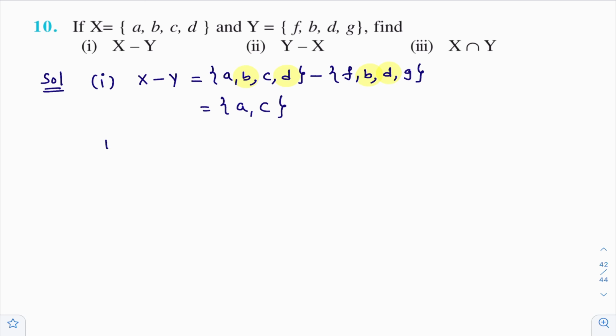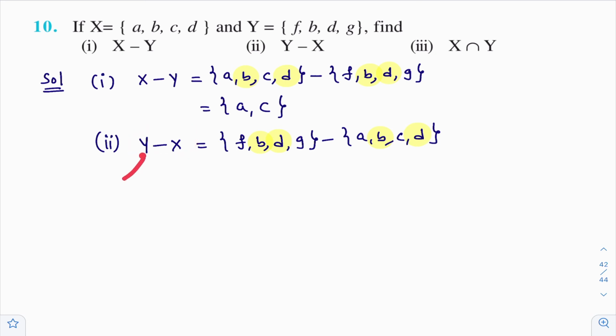Now second bit. What is the second bit? Second bit is y minus x. Write y. What is y? F, B, D, Z. Minus what is set x? Set x is A, B, C, D. Now you identify the common elements in both. B is the element which is common in both. D is the element which is common in both. So y minus x means you need to write all the elements of y which are not in x. So other than these common elements, what elements are present in first set, that you write: F comma G. I hope you are understanding.